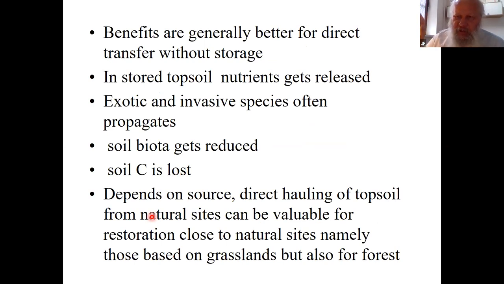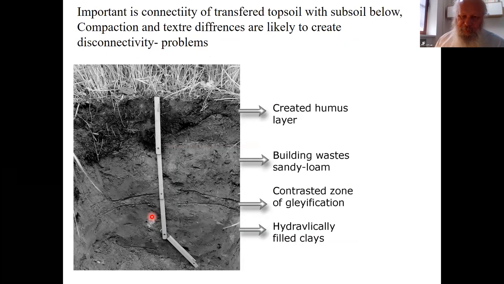The benefits are generally higher if you directly transfer topsoil, but this is not always possible, and topsoil is often stored in stockpiles. In stockpiles, nutrients get released, carbon gets lost, and exotic species might propagate. So again, if you are restoring natural or semi-natural habitat, you really should be more careful to use direct hauling and to have donor soil which does not have any exotic or problematic species.